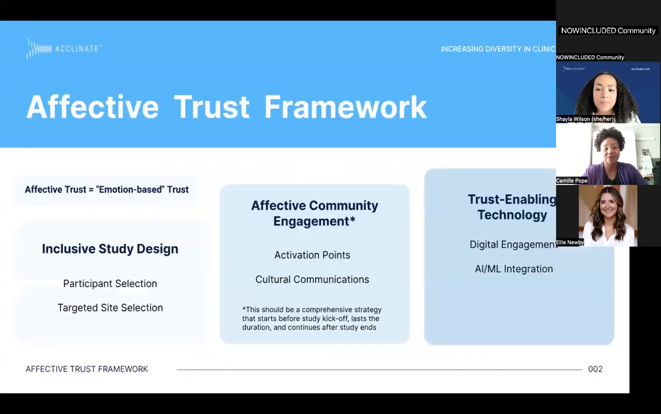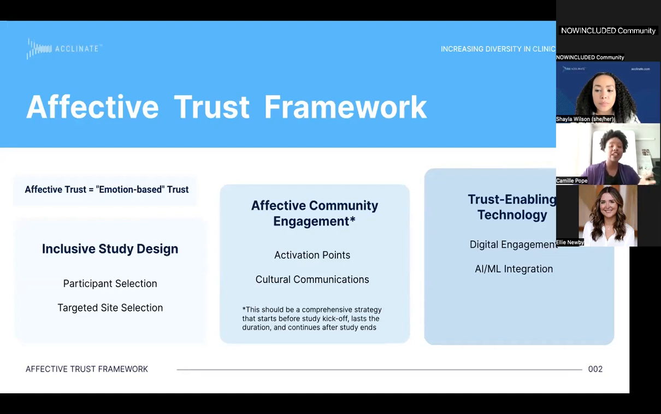Thanks, Shayla. So some of you might have actually been with us about a year ago when we introduced our affective trust framework. And you might be asking yourself, okay, what is affective trust? So affective trust is emotion-based trust. It is trust that is based on really caring about people and genuinely caring about their health and well-being before just going and asking them to do something like participate in a clinical trial, especially if they have been excluded from participation before, or might be skeptical of whether or not you are really trustworthy.